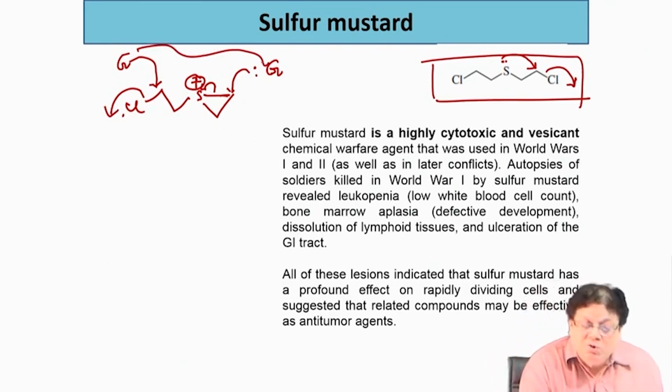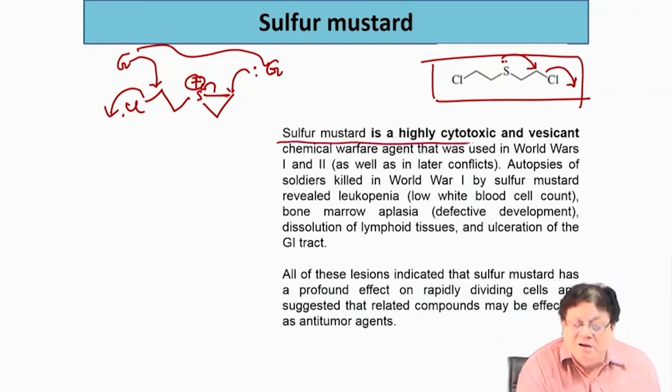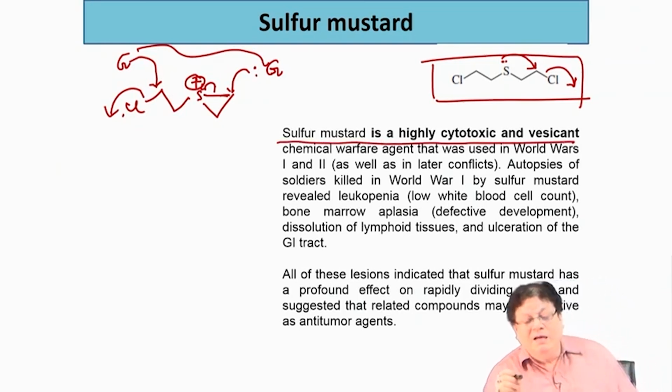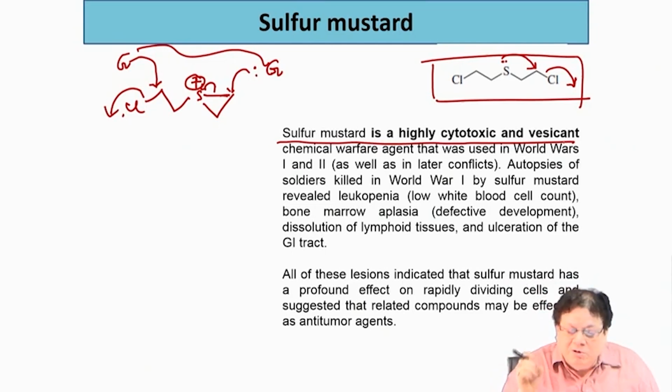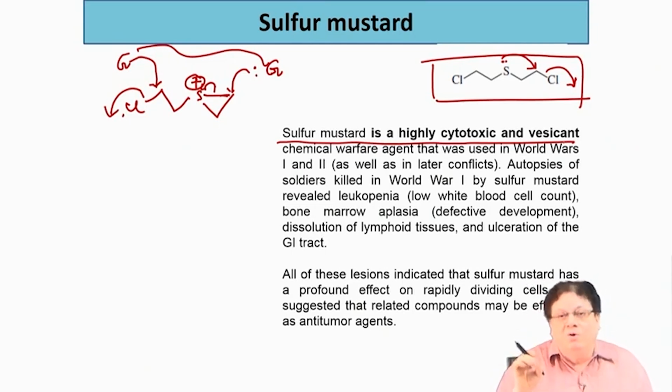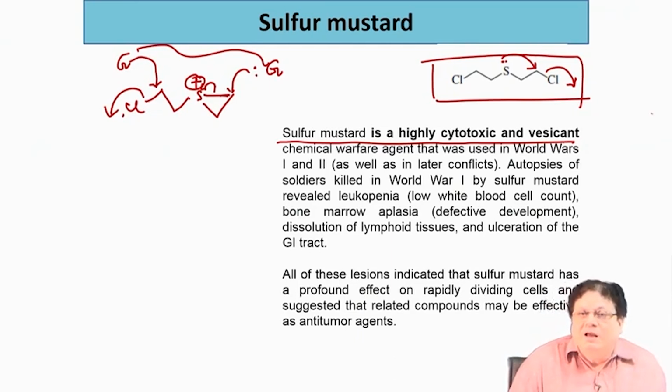Okay. Now, this sulfur mustard is a highly cytotoxic agent and vesicant. Vesicant means which causes blisters, and it was used in World War I as well as World War II, and also recently in the Gulf, and it has also been used in Syria and parts of Iraq.